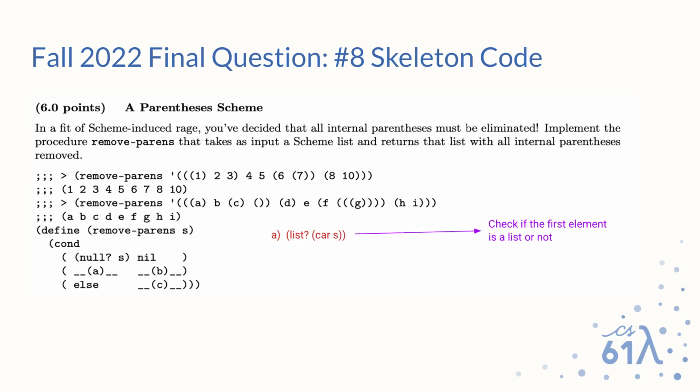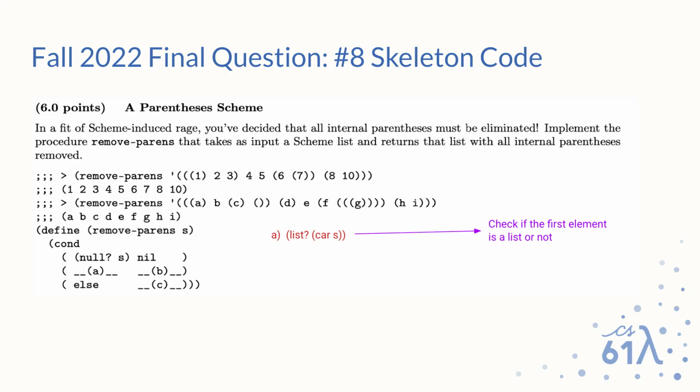And the skeleton code here is giving us this cond statement. The first line of this is null. If s is null, then you want to return nil. Since we're working with recursion, we can know this as the base case. So what this is saying is once we reach the end of s, we want to return nil because we know that we've looked through the entirety of s, and we know that it's meeting the conditions for remove-parens. So in this case, we know that there are no more nested lists.